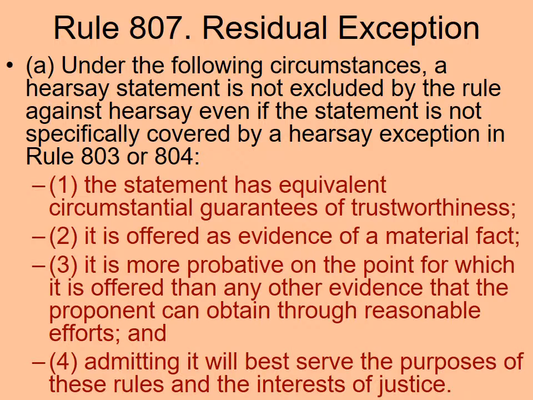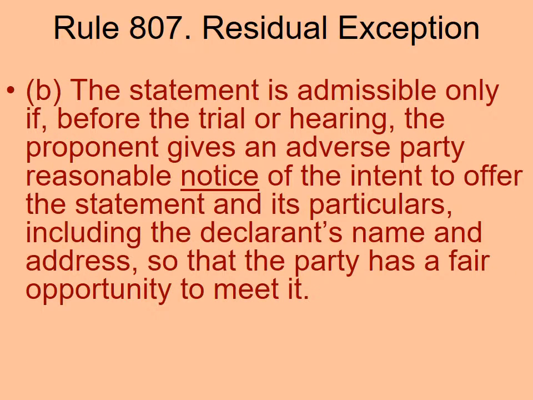But the residual exception still contains this strange idea here in (a)(1) that a piece of evidence can somehow have, quote, equivalent circumstantial guarantees of trustworthiness as the trustworthiness contained in the conglomeration of exceptions in 803 and 804. And after all, the exceptions in 803 and 804 don't have anything in common with each other. And here in (b), it contains something completely different from all those other exceptions, and that is this notice requirement.